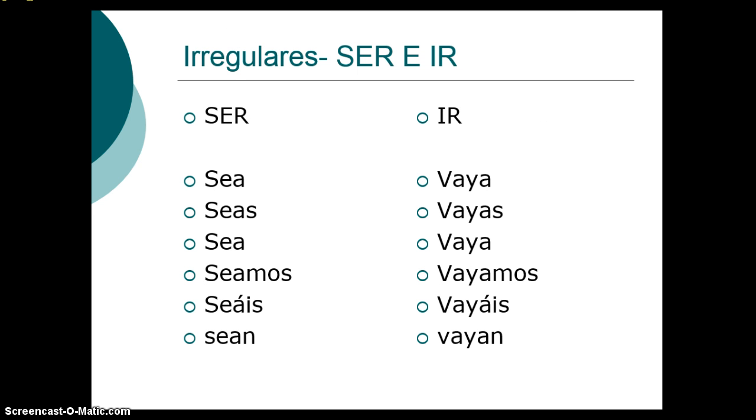All right. We have already used quite a few of these irregulars, but we're going to go through them systematically now. I'll start with ser and ir. Here are the subjunctive forms of ser and ir. Repeat after me. Sea, seas, sea, seamos, seáis, sean. For ir, it's vaya, vayas, vaya, vayamos, vayáis, vayan.